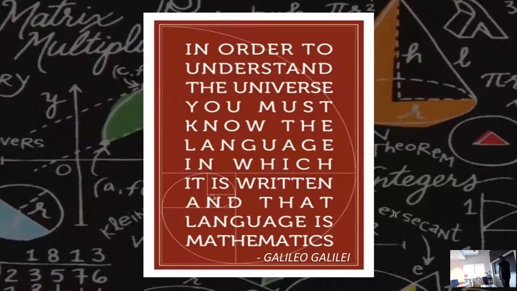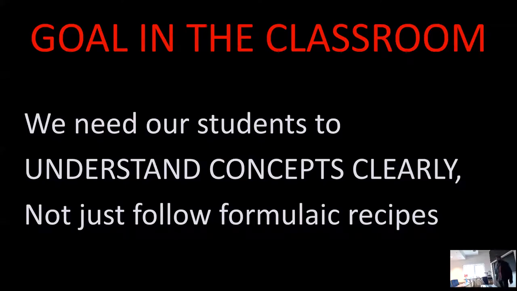So this is Galileo Galilei. So in order to understand the universe, you must know the language in which it is written, and that language is mathematics. That's his quote. I don't totally buy it, but there is some value in it, in the sense that a lot of the models that we use to launch rockets or do AI have mathematics under the hood to make predictive and precise models. So in that sense, mathematics is very much used to take decisions in the real world.